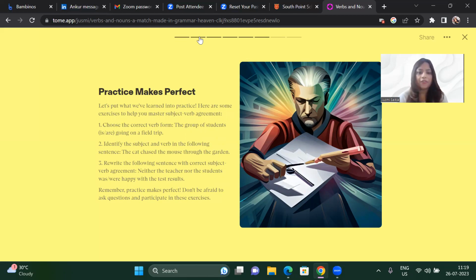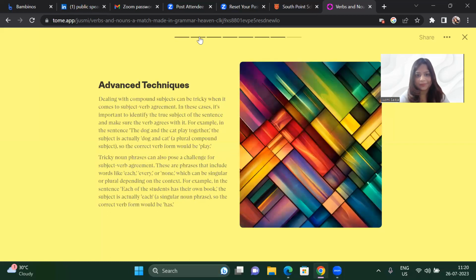So now you have to rewrite the following sentence with correct subject verb agreement. Neither the teacher nor the students was happy or were happy with the test results. So the correct answer would be neither the teacher nor the students were happy with the test results because it's a plural. So you have to use were. Now always remember to keep practicing more so that you can get perfect. Okay, now a few of the advanced techniques.